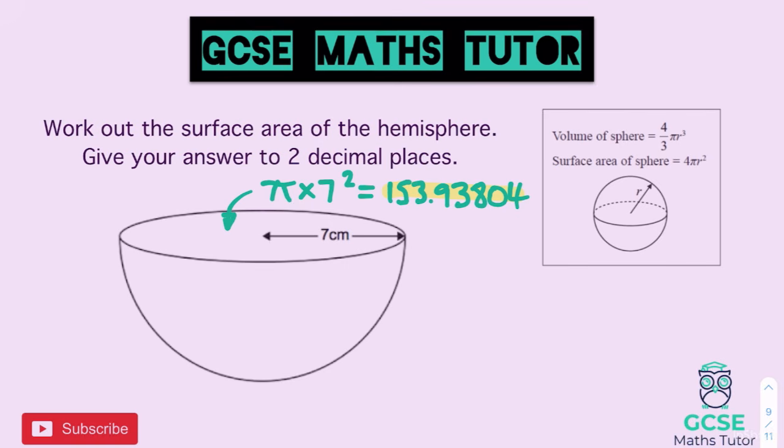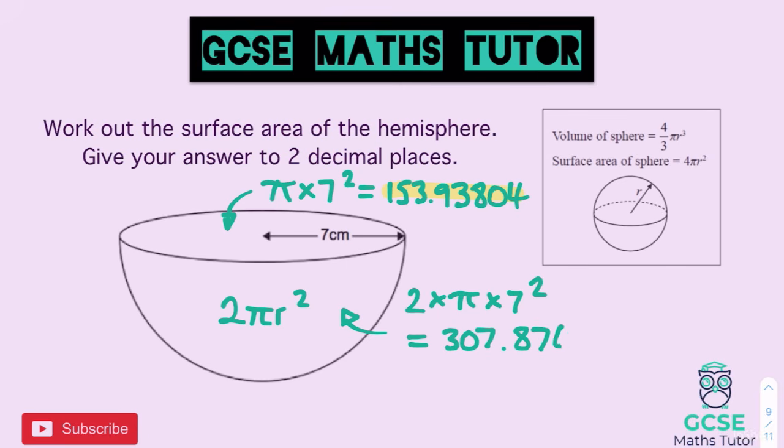Now we also want to work out the curved part, and again I'm going to use 2 pi r squared. And if we type that in, we're going to have 2 times pi times 7 squared. And if we work that out, 2 times pi times 7 squared, we get an answer that is 307.8760801. And there we go, there's our 2 pieces. So now all we have to do is add them together.